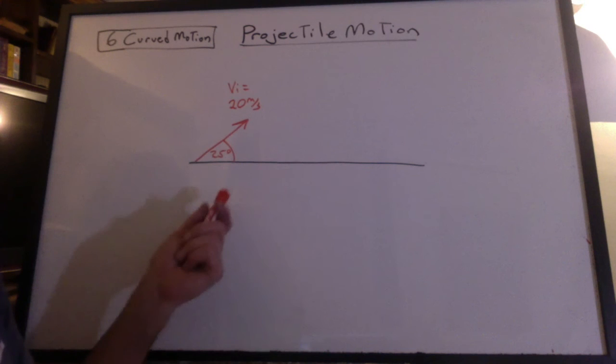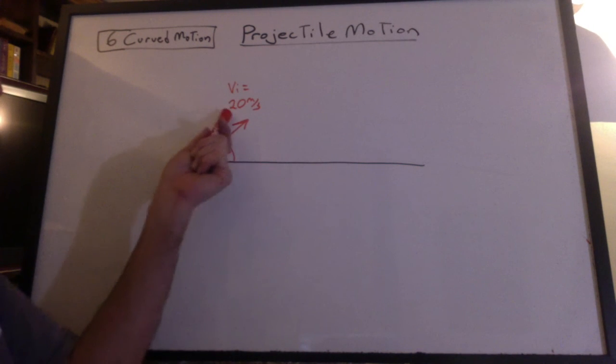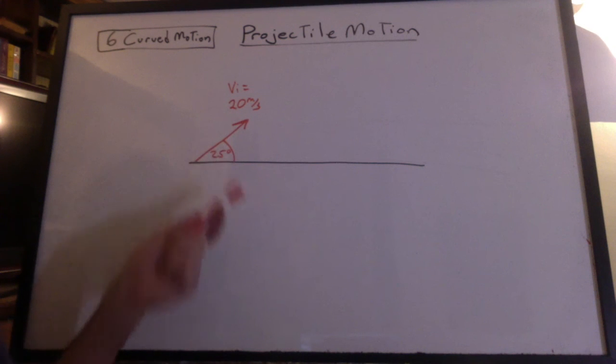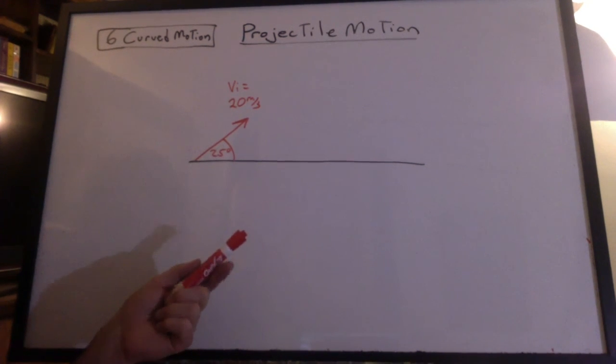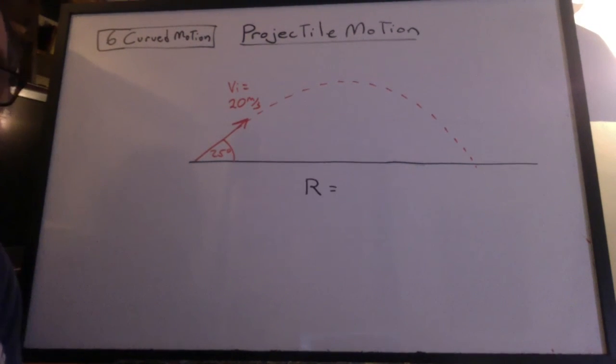Now, what do you think the trajectory would look like if we launched a ball from the ground at a velocity of 20 meters per second at an angle of 25 degrees? You've seen this a million times on the ball field. Our job is to find the range.